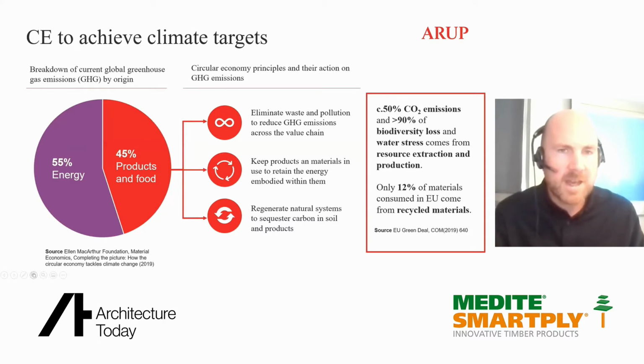In terms of greenhouse gas emissions, you can see that the breakdown is coming in terms of energy, and in terms of products and food, pretty much an equal split. But for the circular economy principles and their action in terms of emissions, what you want to do is eliminate the waste and pollution. You want to keep your products and materials in use and retain the energy embodied within them. And, as I said, you want to regenerate these systems to sequester carbon within the soil and within your products. And one of the points from the European Green Deal announcement is that only 12% of the materials consumed in the EU come from recycled materials.